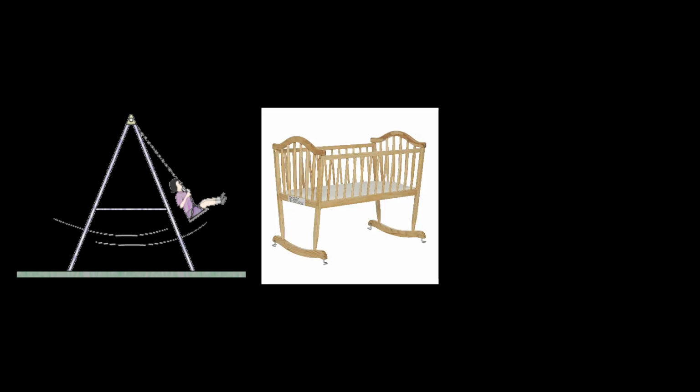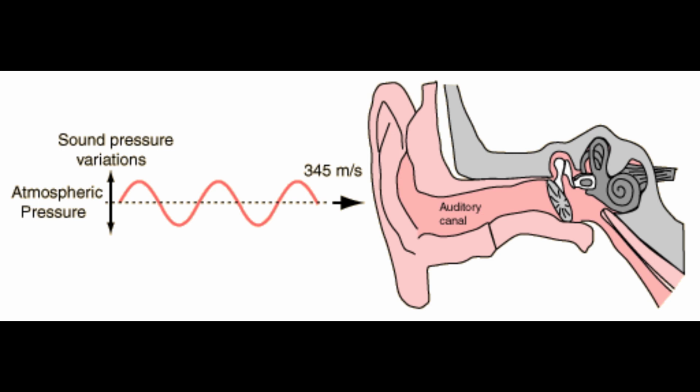The most obvious example of harmonic motion in the real world would be string instruments, but it is nowhere near limited to just that. It can also be found in the back and forth motion of swings, a cradle, ocean waves, and even hearing. If it wasn't for harmonic motion, you wouldn't be able to hear me right now.